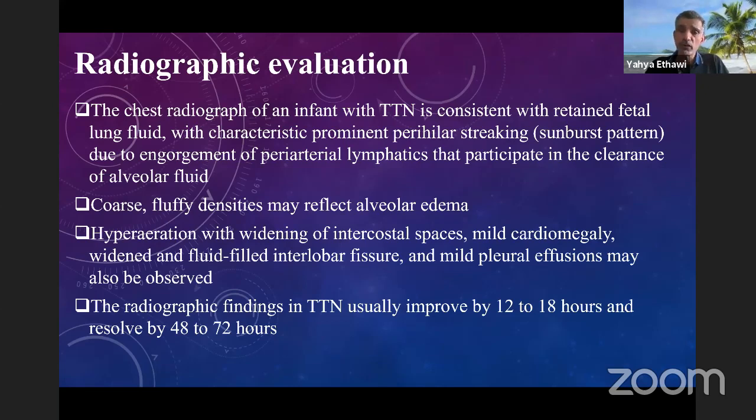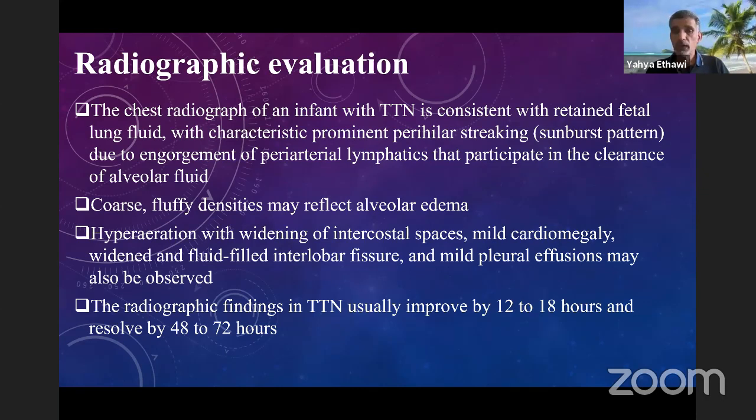And then you order radiography. The standard or commonly used is the X-ray, but also remember there is ultrasound. What you see in the radiograph is fluid inside the lung. So you can start to see prominent perihilar streaking or sunburst pattern. And also because of the engorgement of lymphatics, you see coarse fluffy density, and that reflects alveolar edema.